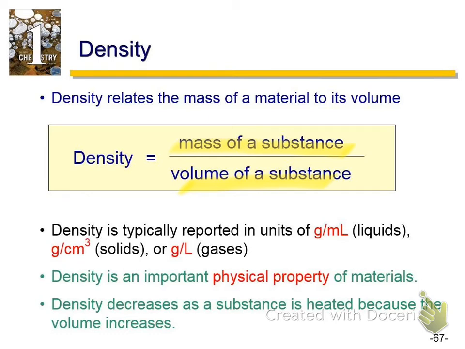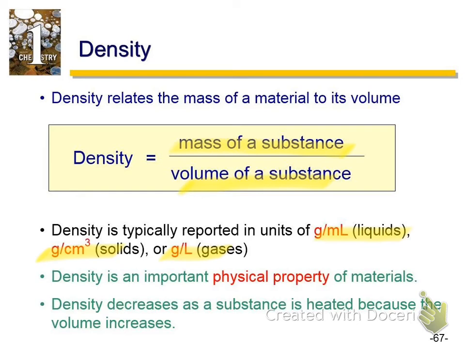Okay? Density is typically for liquids reported in units of grams per milliliter of liquid, like water. Water has a density of what? 1 gram per every milliliter. Okay? So if you got 20 grams of water, that would have a volume of 20 milliliters. Okay? Solids tend to be in grams per cubic centimeter, and gases tend to be in grams per liter, because they take up lots more space, okay?